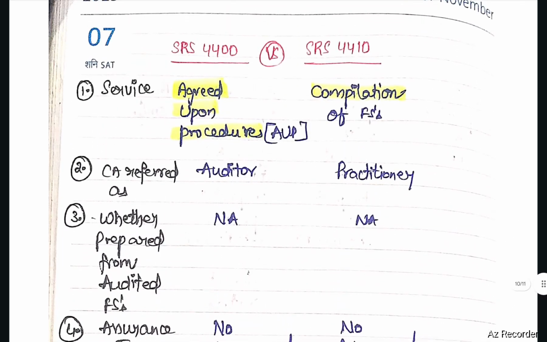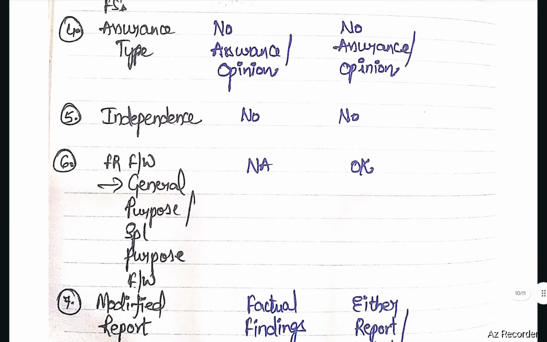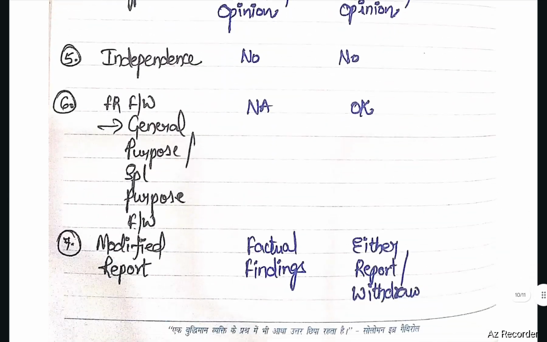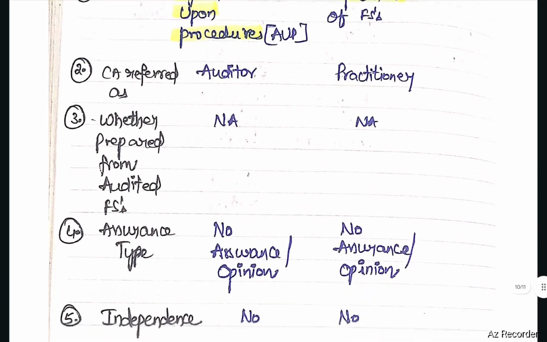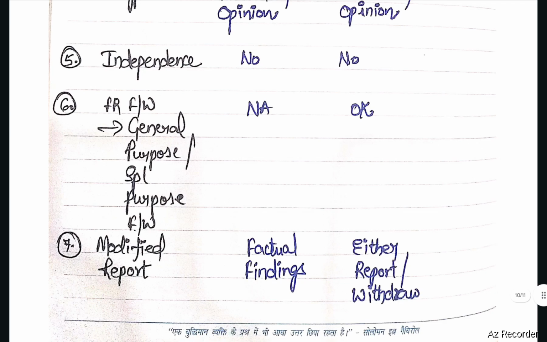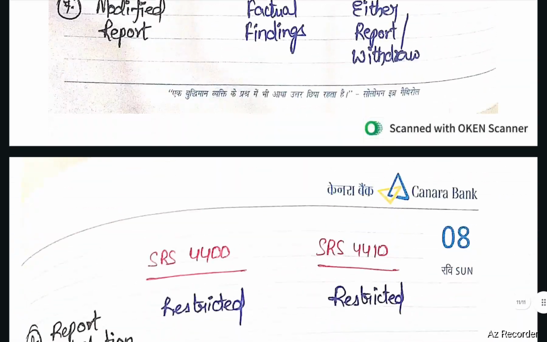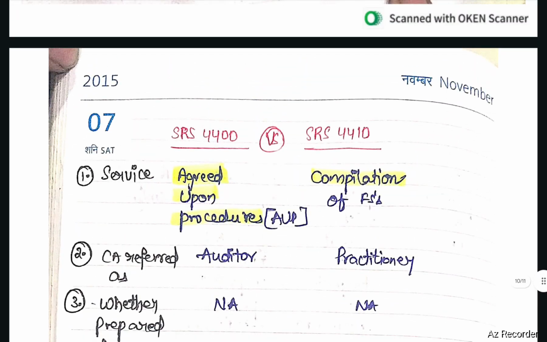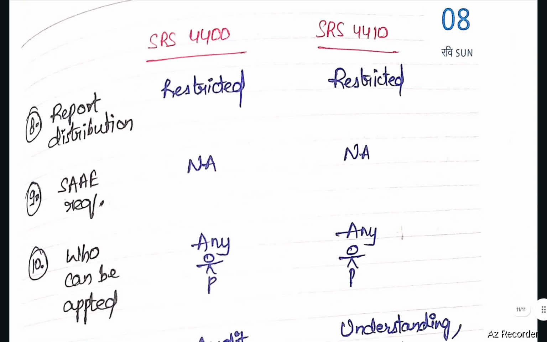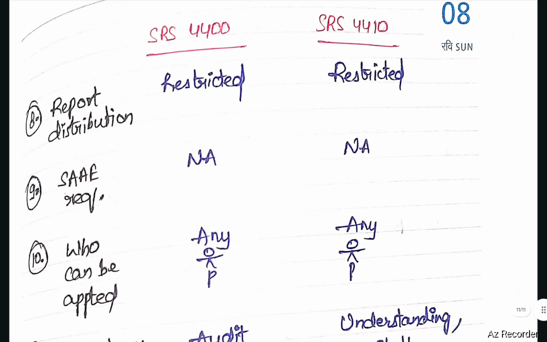Whether the person needs to be independent or not in case of SRS, the answer is no. Financial reporting framework, whether general purpose or special purpose: for SRS 4400, it is not applicable. For SRS 4410, it is applicable, both general purpose and special purpose. In case of a modified report, we will discuss factual findings as per SRS 4400. In case of SRS 4410, we will either report or withdraw. Next, SRS 4400, report distribution is restricted. In case of SRS 4410 also, report distribution is restricted.